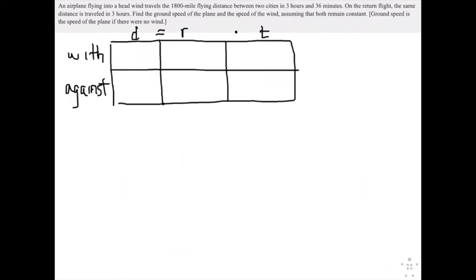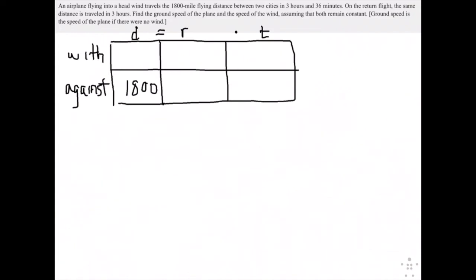So the problem says an airplane flying into a wind, so that's against the wind, travels 1,800 miles, that's distance, flying between two cities in 3 hours and 36 minutes. One thing, I need to be able to write 3 hours and 36 minutes as either a fraction or a decimal, right? So let's figure out how to do this.